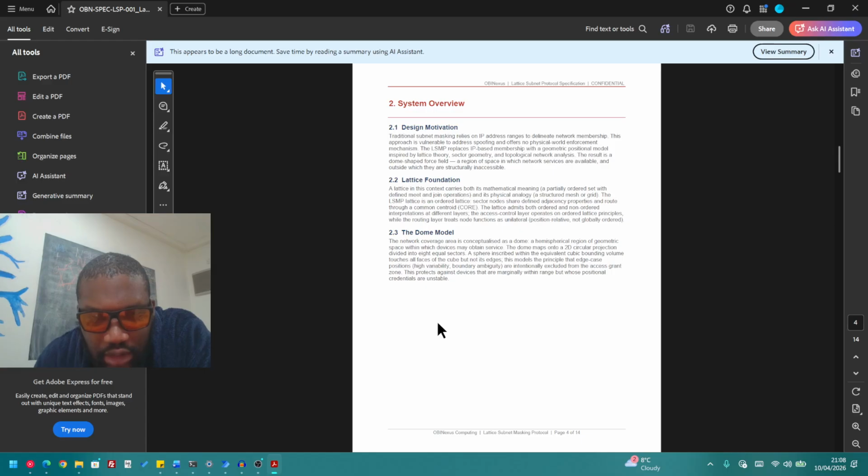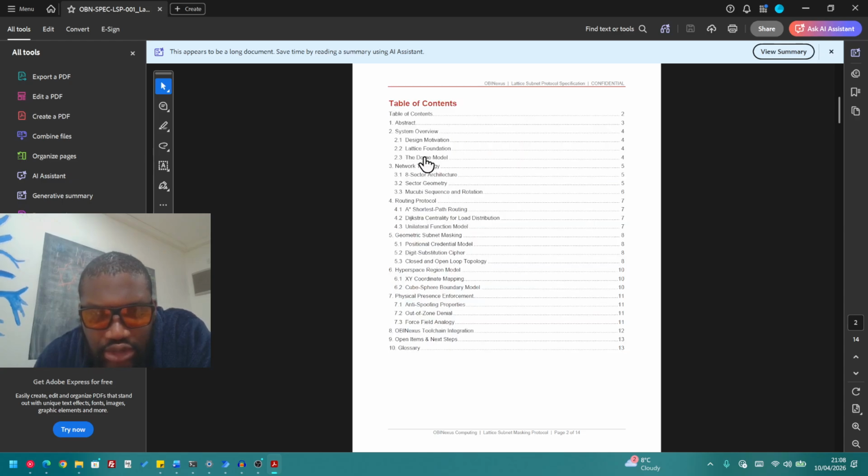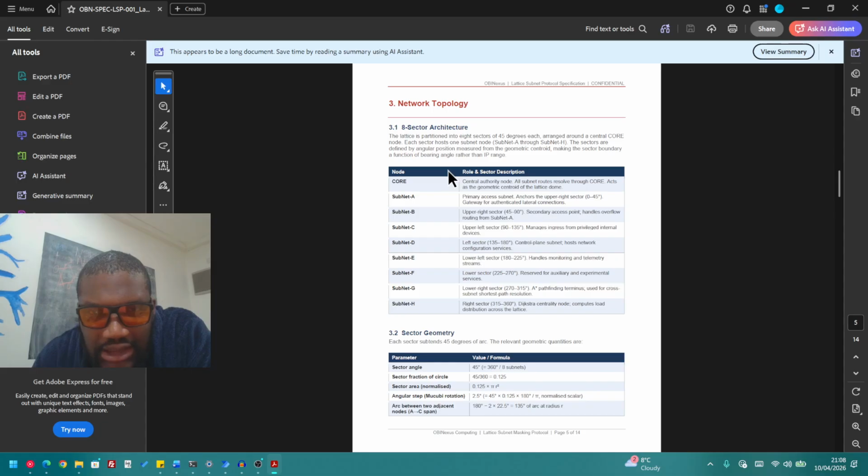So the dome model. This is the V1 specification. Let's go to the 8-sector hierarchy. The 8-sector architecture is partitioned into 8 sectors of 45 degrees arranged around the central core. Note, each sector hosts a subnet, A to H. The sectors allow the angular position, which is the geometric centroid, making the sector boundary a function of an angle of bearing rather than an IP range. So to connect to something, you have to use a bearing system, basically.